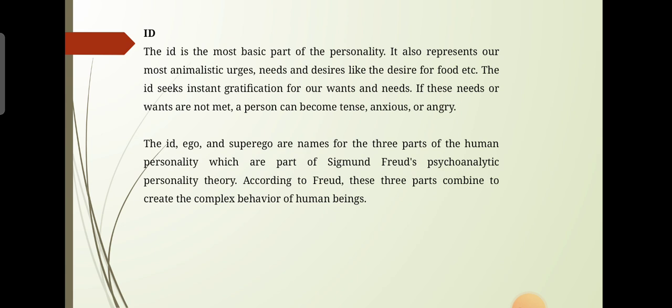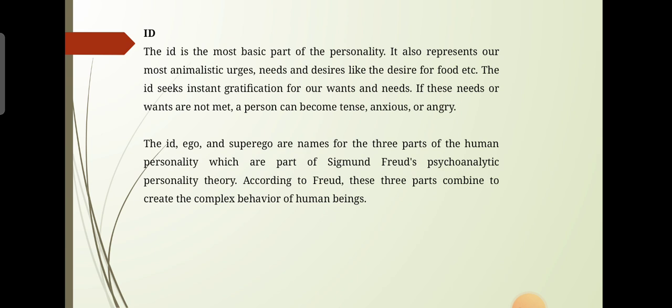And the next state is the ego state. The ego is the rational, reality-oriented part of the mind. It develops as a response to the demands of the external world. The ego operates on the reality principle, which seeks to find realistic and socially acceptable ways to satisfy the id's desires. It mediates between the demands of the id and the constraints of the external world. The ego considers consequences, weighs options, and tries to find a balance between the desires of the id and the expectations of the superego.